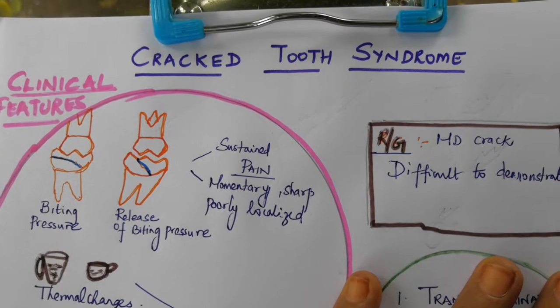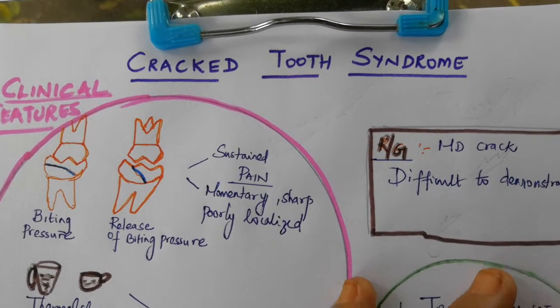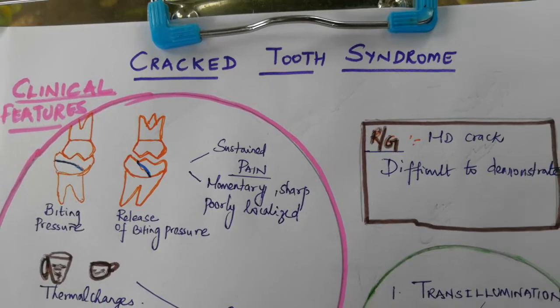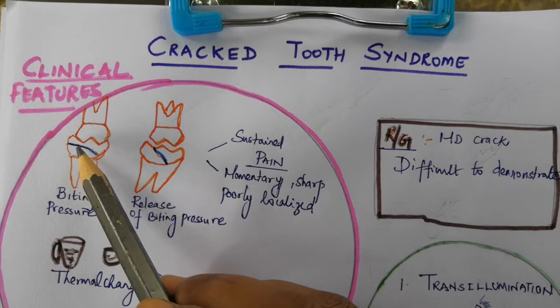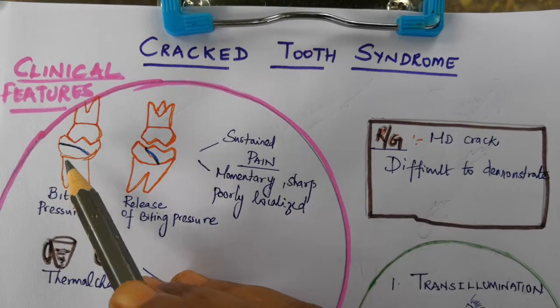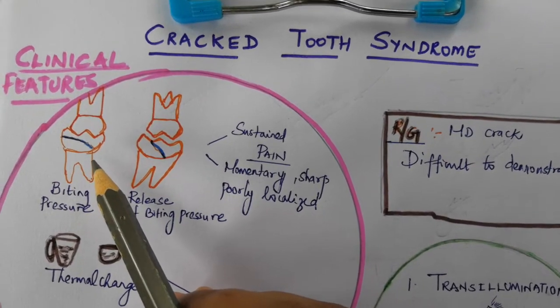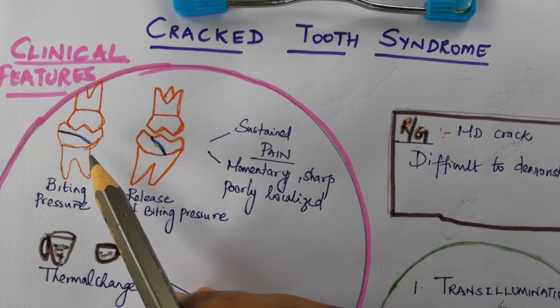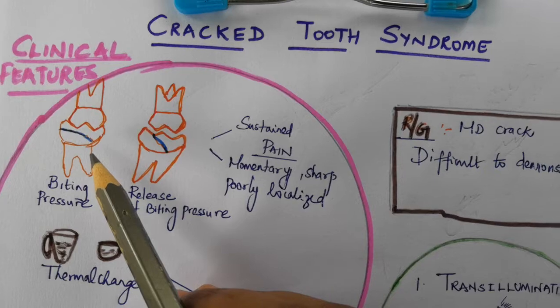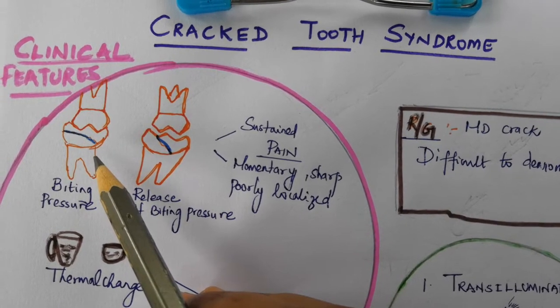Today's class will be on cracked tooth syndrome. So, what are the clinical features? Whenever there is a cracked tooth, mostly it will be in the mandibular molars when compared to the maxillary molars. In mandibular molars also it will be mostly in the first mandibular molar rather than the second mandibular molar. It's the incidence rate I'm saying.